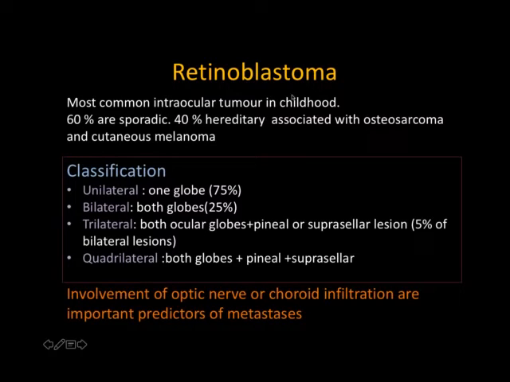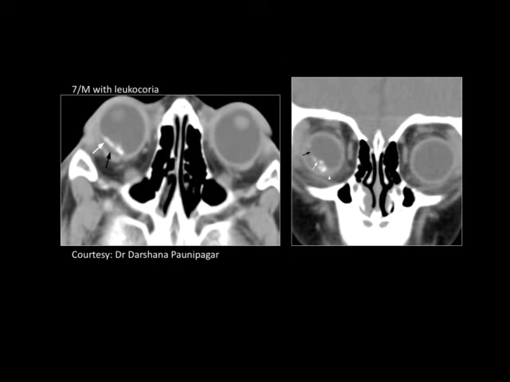Now, retinoblastoma is the most common intraocular tumor in childhood. 60% are sporadic and 40% are hereditary, associated with osteosarcomas and cutaneous melanoma. So trilateral, you all know it could be anywhere in the midline, and quadrilateral when there are both globes with pineal region and suprasellar region. When there is involvement of optic nerve or choroid infiltration, then these are important predictors of metastasis.